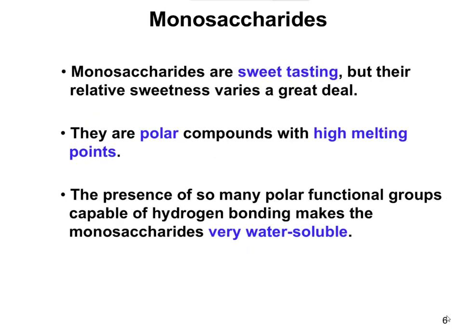Monosaccharides in general are sweet, right? That's the whole idea of a sugar. Sugars taste sweet. Their relative sweetness varies a great deal, so depending on the specific monosaccharide you're looking at, the actual taste and the relative sweetness is going to vary. These are going to be polar compounds because of the multiple OHs that they have. So because of that, they're going to be soluble in water because those OHs can hydrogen bond, right? And they're going to be water soluble and have very high melting points because of those strong interactions that can form.